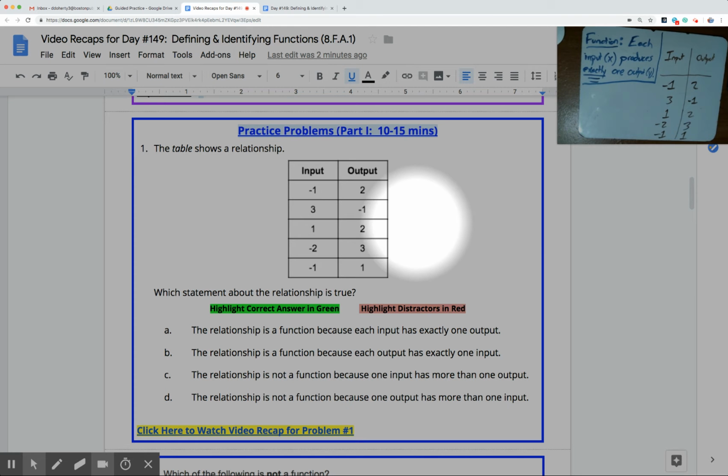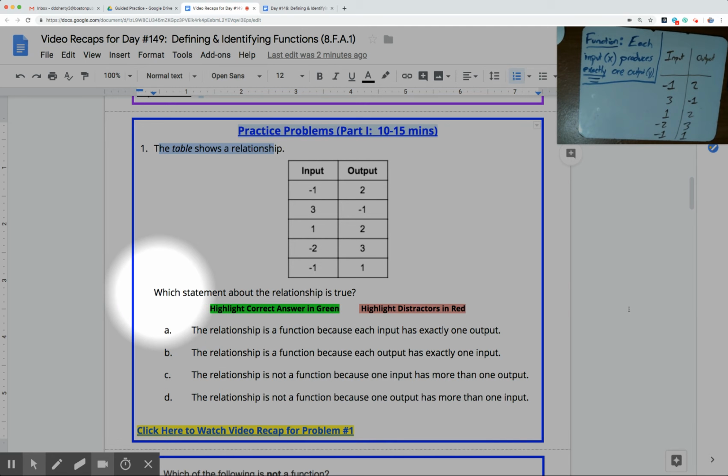Practice problem number 1 gives us a table. They say the table shows a relationship. Here we see an input, which remember is x, and an output, and we show 5 different rows, 5 data points that show when the input is different values, what output does this relationship have.